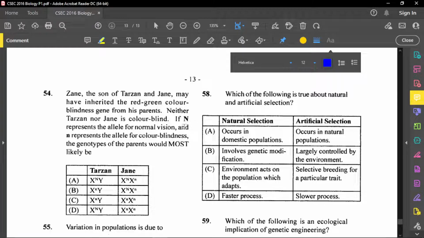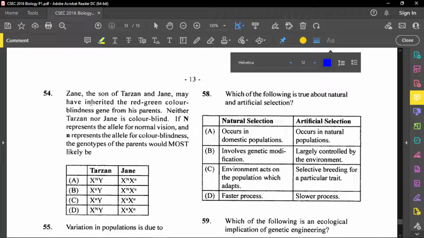Now, if N represents the allele for normal, which both of them must have, and n represents the allele for color blindness, which both of them must also have, that's the only way the son can get it, and that's only a 25% chance. Remember the 3-to-1 ratio: that 25% chance is the possibility of color blindness. Now, watch how this works. The genotype of appearance would most likely be what? Follow me carefully to get this answer.